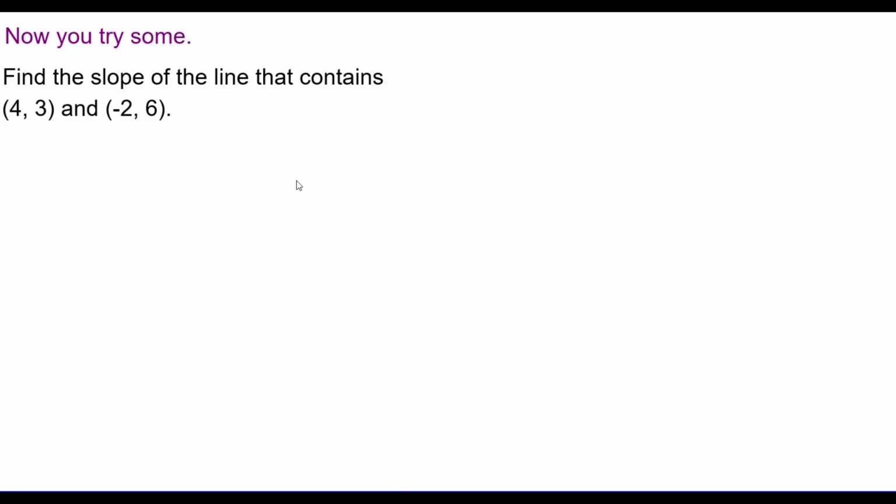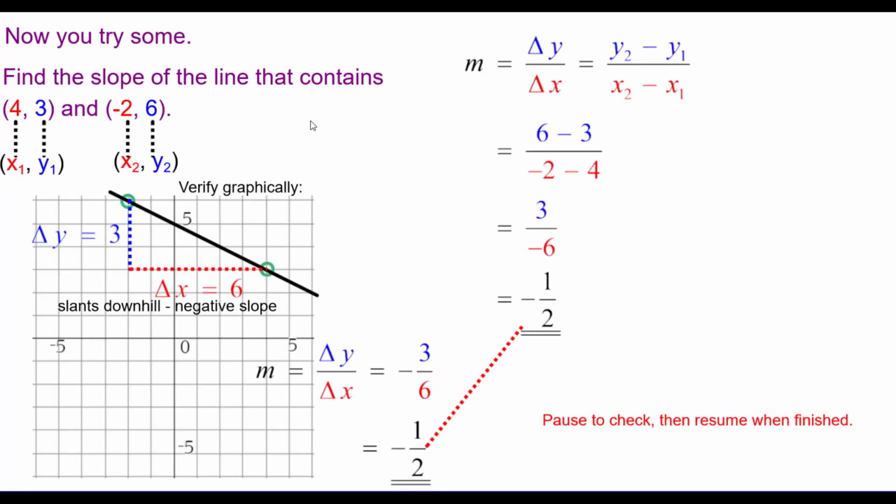Now you try some. Find the slope of the line that contains these 2 points. Pause to do this and resume when you're finished. And so we show how it's done algebraically using the formula. We also verified it graphically. There's a lot going on here, so please pause to check your answer and resume when you're finished.